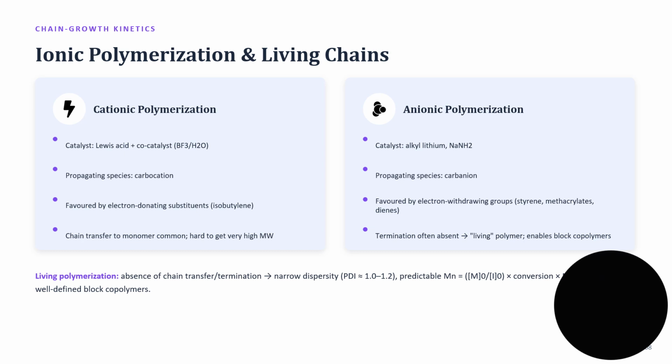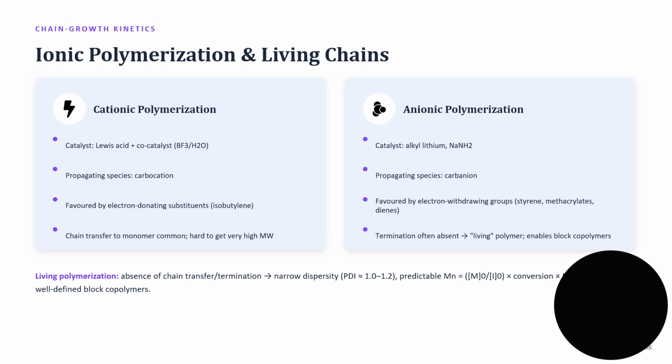In cationic polymerization, we use a Lewis acid catalyst paired with a co-catalyst, commonly boron trifluoride with a trace of water, and the propagating species is a carbocation. This mechanism is favored by monomers with electron donating substituents, isobutylene being the textbook example. One limitation: chain transfer to monomer is common, which makes it genuinely difficult to reach very high molecular weight.